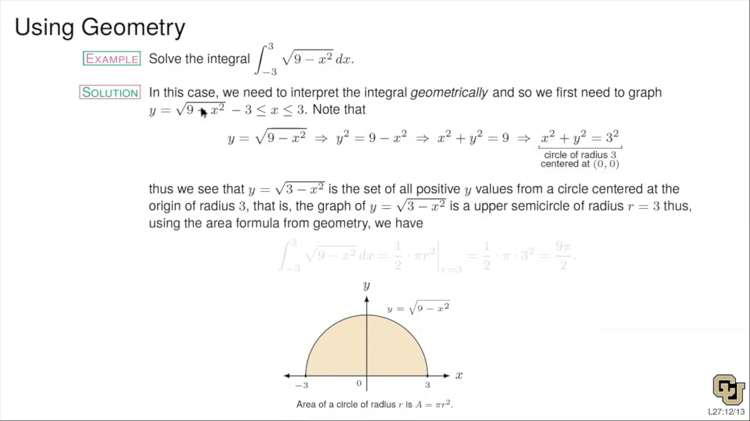So now I'm just going to calculate the area using geometry. I know the area of a circle is pi r squared. The area of half a circle would be pi r squared divided by 2. And here the radius is 3. So I have pi times 3 squared over 2, or 9 pi over 2. So here we did no integration. That's the thing to keep in mind.